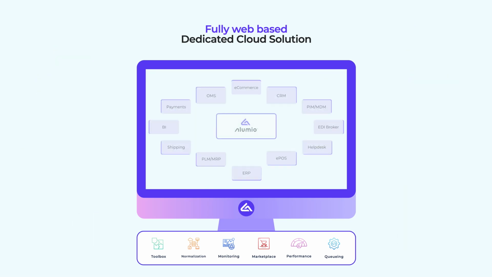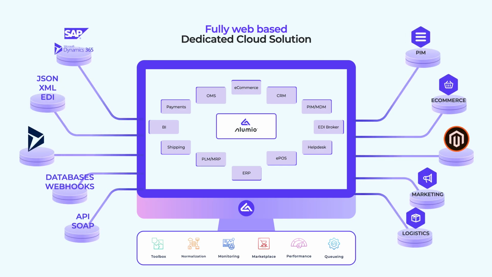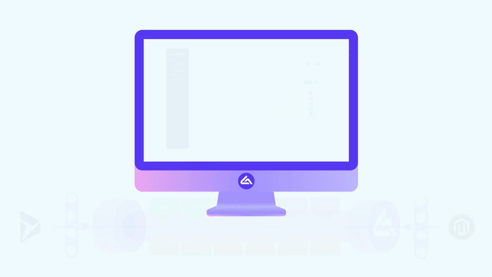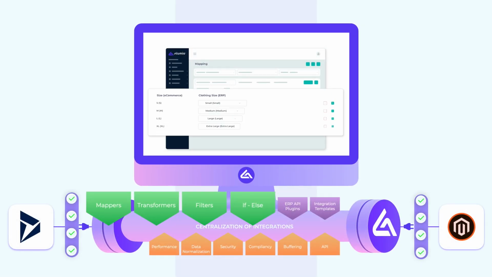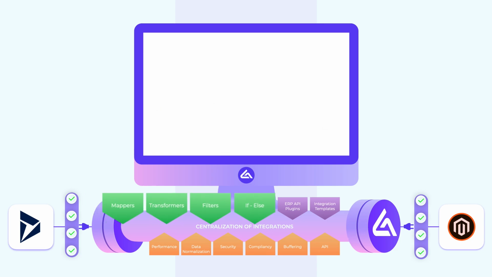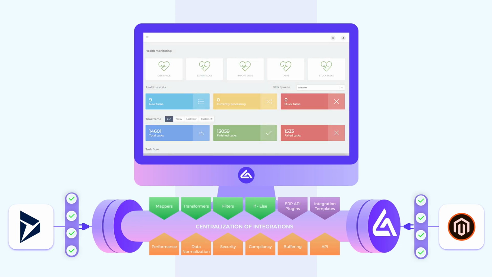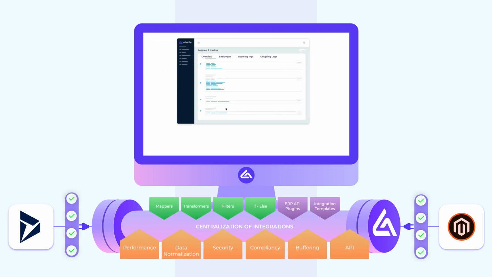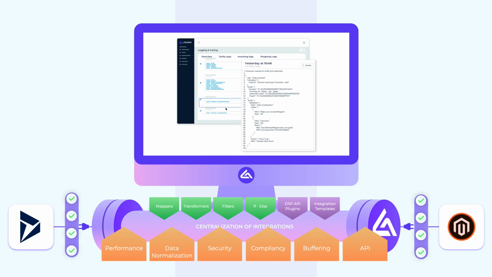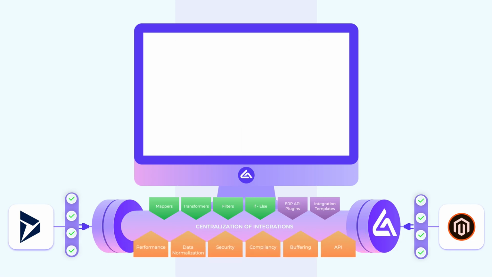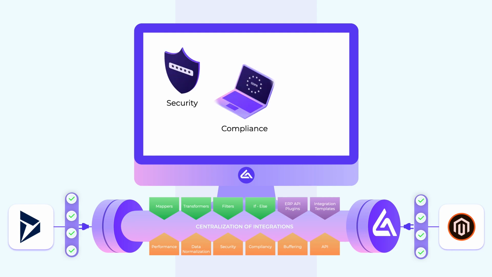You can also use Alumio to integrate with any software, databases, APIs, SOAP, or connect to files to digitize your customers or suppliers via XML or EDI. You can use Alumio's user-friendly interface to create integrations yourself by using data mappings and platform features. Alumio also offers detailed monitoring and logging features that allow you to detect and resolve integration errors. And it ensures your integrations are secure, compliant, and that you are in full control of your data.